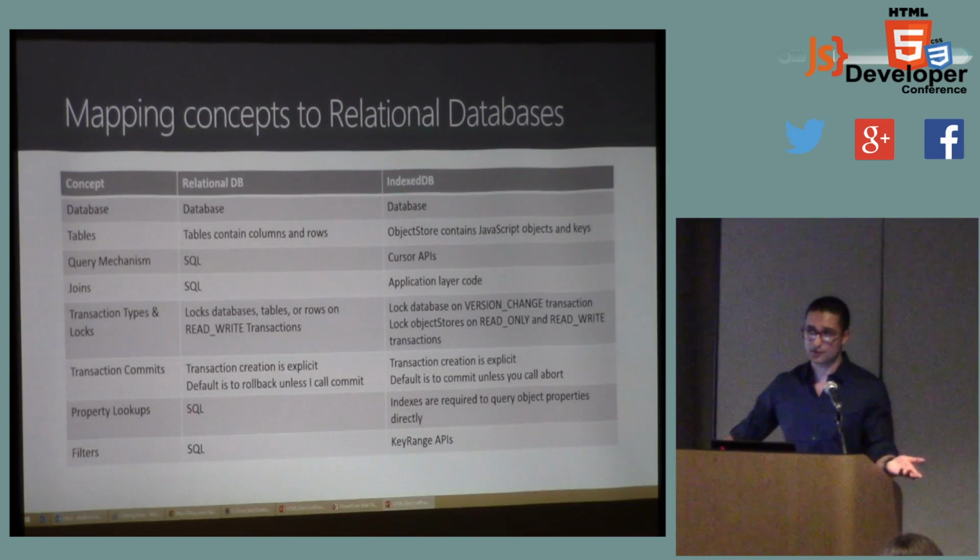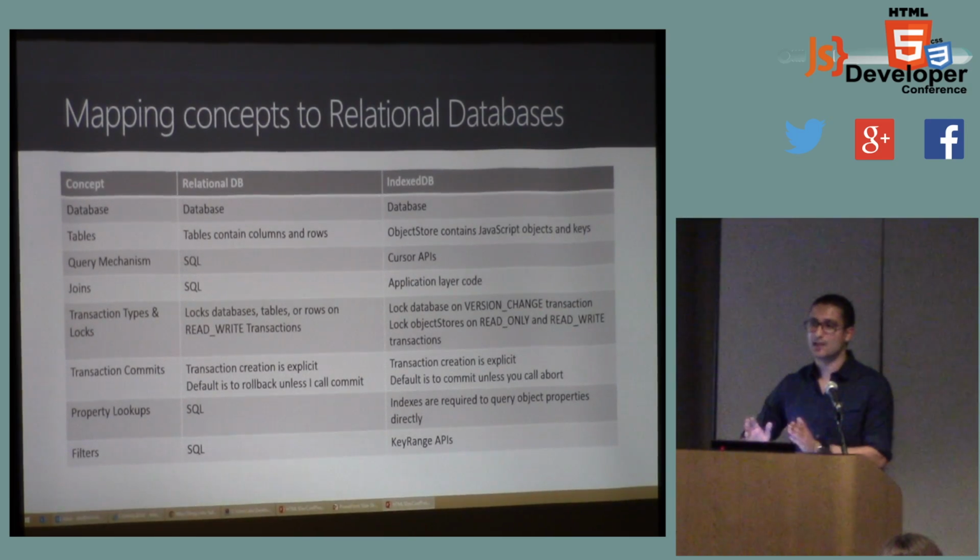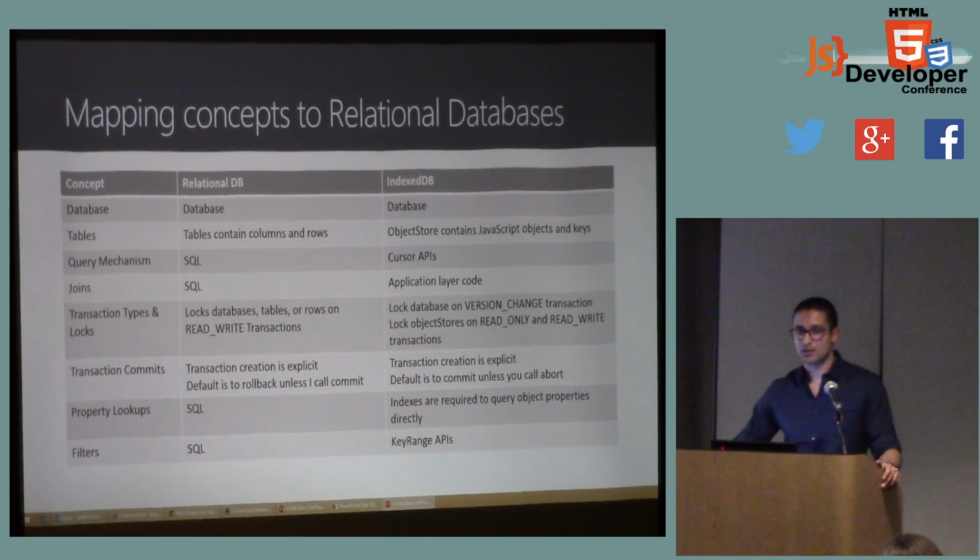And then if you want to do any filters, you would use something called a key range. What that will let you do is specify a lower bound and an upper bound on keys. So if you had 1 to 10 as keys and you wanted to get 6 to 9, for example, you would specify 6 as a lower bound and 9 as an upper bound, and it will give you a subset of that object store, whichever had the keys 6 through 9.